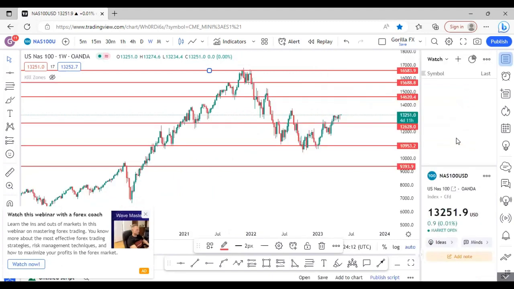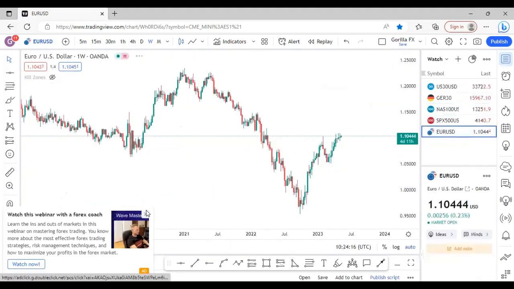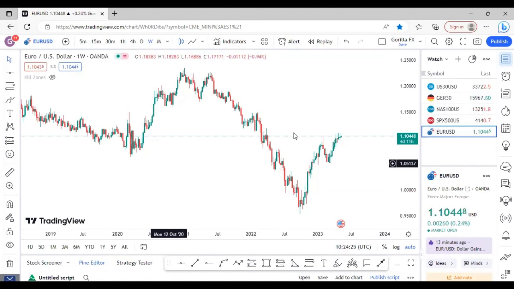So let me just go to my indices and mark this off. I've been marking my indices because I only trade US30, GER30, Nasdaq, S&P 500, and I only trade Euro USD, which is my currency. So I'm gonna approach my currency the very same way, but using other time frames. Why will I be using other time frames?